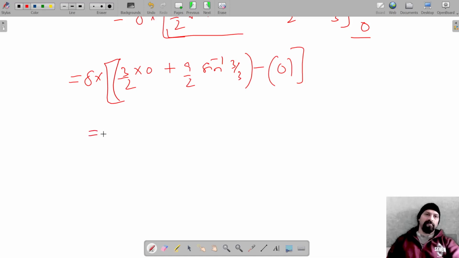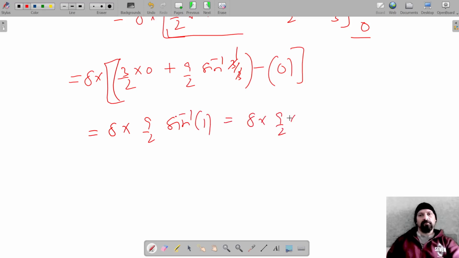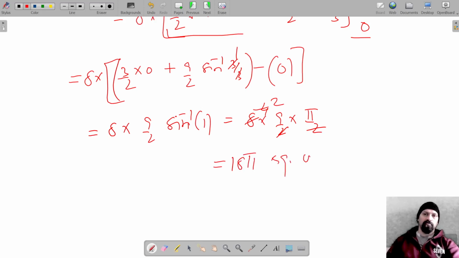Now finally we are left with 8 into 9 by 2 into sine inverse 1. The angle for which the value of sine is 1 is 90 degrees, which is pi by 2. So this is 4 times 2 times... which gives me 18 pi. So this is 18 pi square units, the area of the required region.